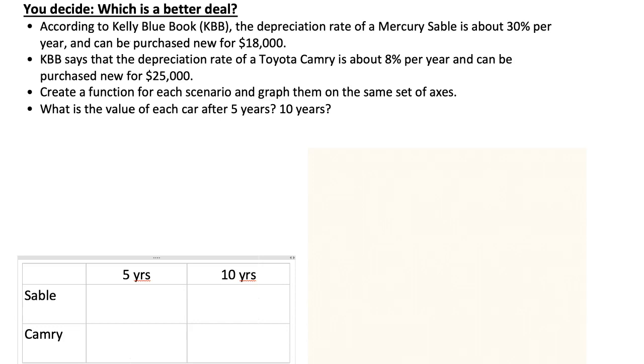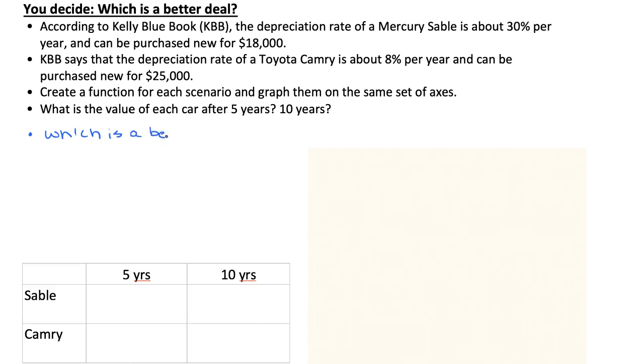Okay, this is the last problem, and again, one for you to try. It's not a check it out, but it's just one I wanted you to do and give me your answer in Edpuzzle. So according to Kelley Blue Book, the depreciation rate of a Mercury Sable is given, the Toyota Camry is given, and then you need to create a function for each scenario and graph them on the same set of axes. I won't see that, but you'll have it in your notes. What is the value of each car after 5 years and 10 years? And then I want you to tell me which one is a better deal. So this one is going to be more of a written answer instead of a number. So which is a better deal is what I will be asking you on Edpuzzle.